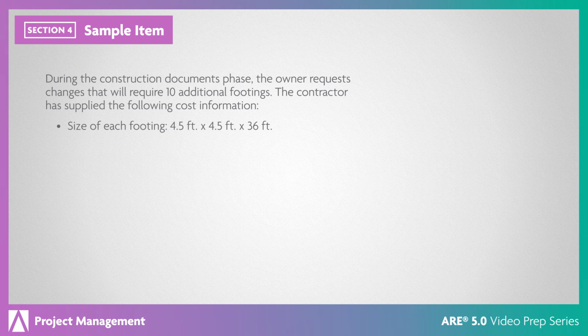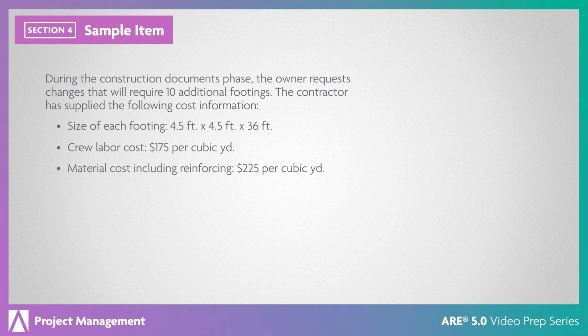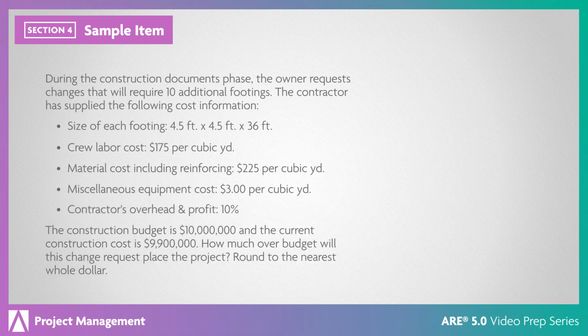Size of each footing, 4.5 feet by 4.5 feet by 36 feet. Crew labor cost, $175 per cubic yard. Material costs, including reinforcing, $225 per cubic yard. Miscellaneous equipment costs, $3 per cubic yard. Contractor's overhead and profit, 10%. The construction budget is $10 million, and the current construction cost is $9,900,000. How much over budget will this change request place the project? Round to the nearest whole dollar.